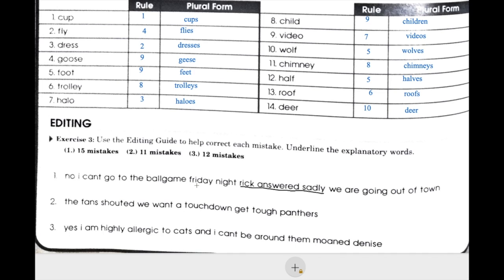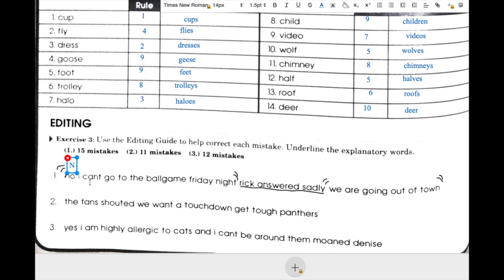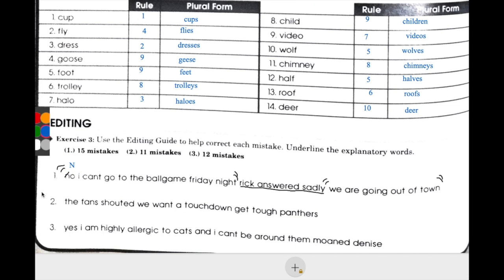Now let's put in our quotation marks. We have explanatory words in the middle, so we're going to need quotation marks around the first part and around the second part. Okay, the next thing we'll do is start at the beginning and, of course, capitalize the first word. It's the first word in the quotation marks, and it's the first word of the sentence. No. Anytime we start with a word like no or yes, we have to put a comma after it. No, comma, I, of course, capitalize I.